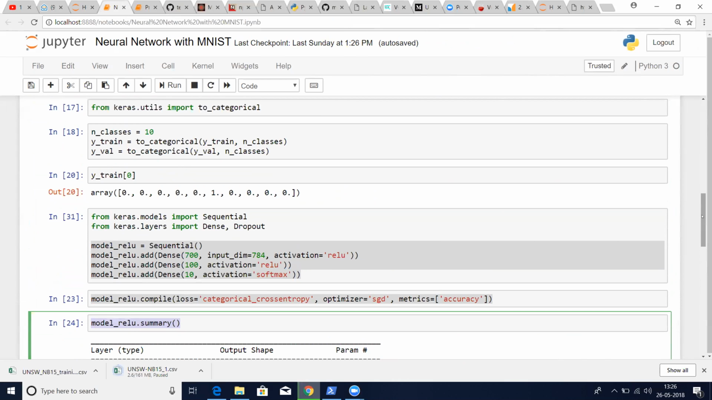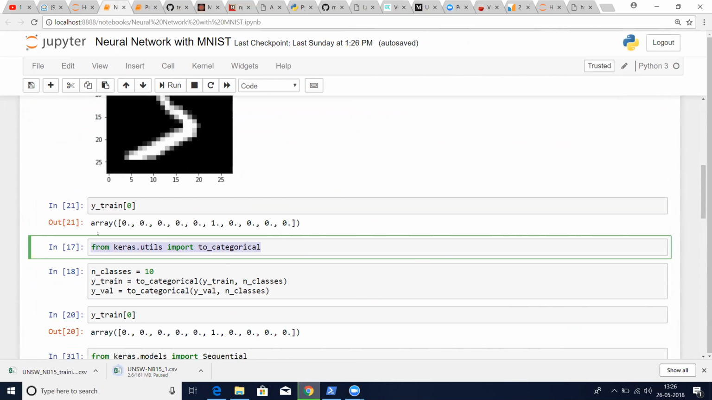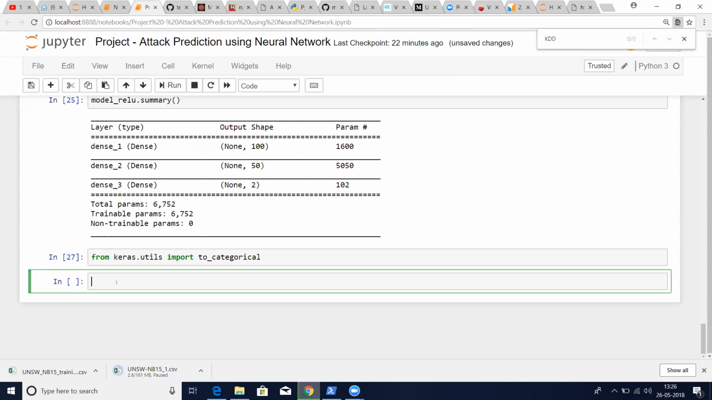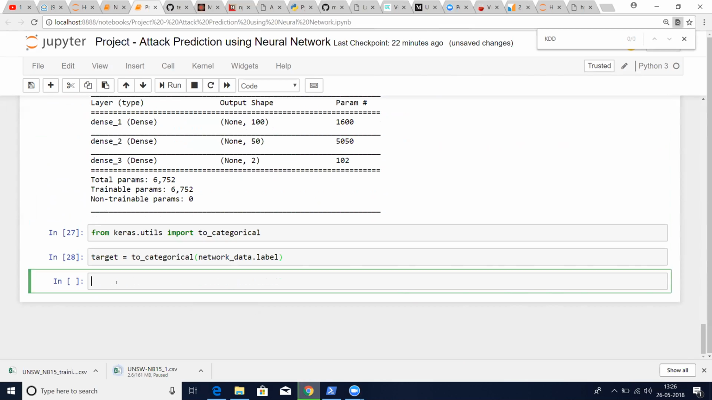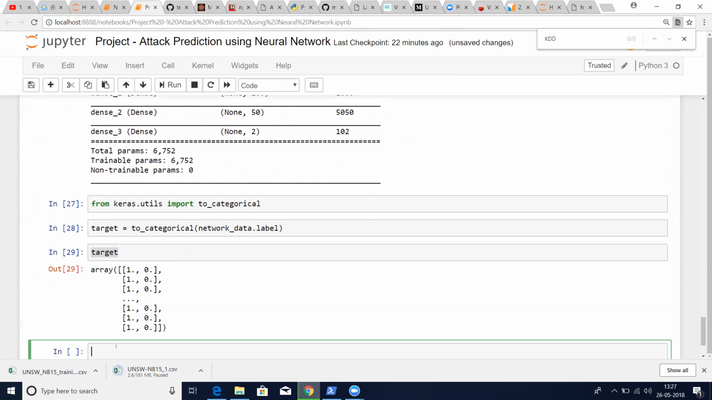Two categories, okay. You can use this. The output is currently one column, so it needs to be vectorized. You have this target. Convert it into a one hot encoder. Right, absolutely. Network data: if you see the target, it is two vectors. So that's what you need.